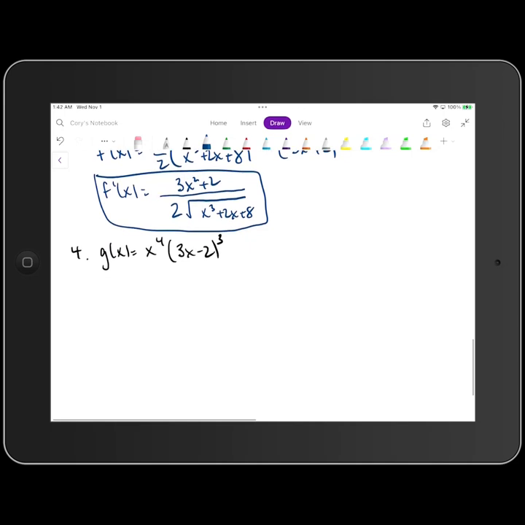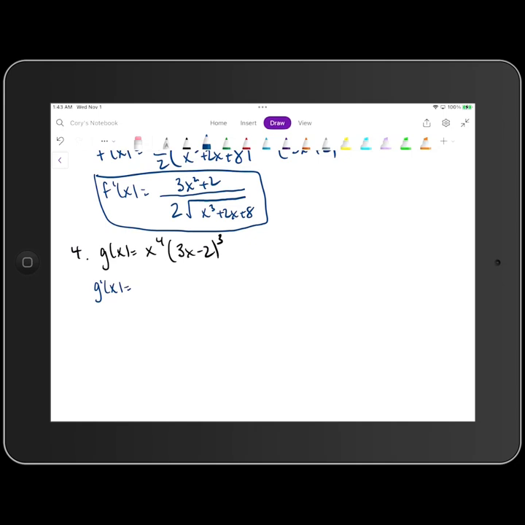Okay, so this one's a little bit different in that the rule that we have to use to start taking the derivative of this function is product rule, because we have the product of two functions, x to the 4th power and then 3x minus 2 quantity cubed. So if we're going to take this derivative using product rule, this is going to be the only example where I work this step out, okay?